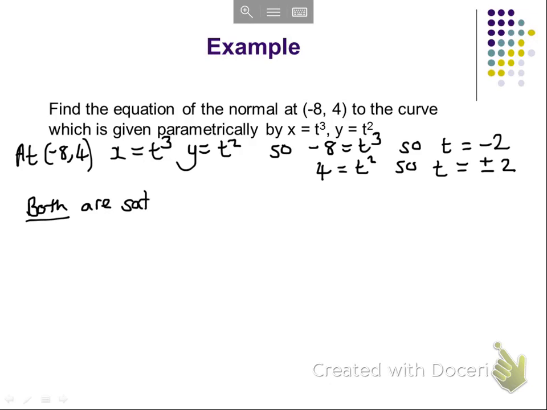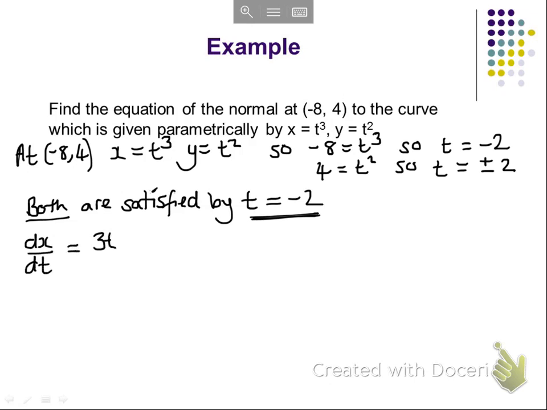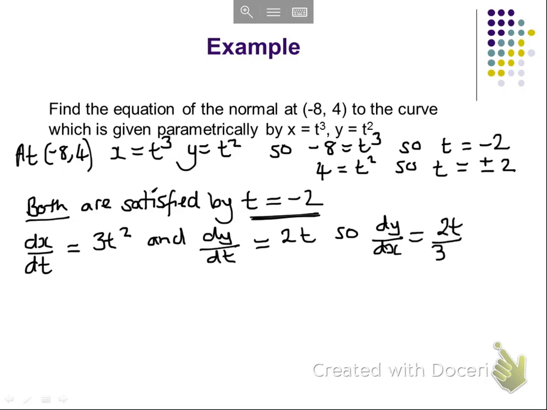Then both our parametric equations are satisfied by t equals minus 2. So this is the value that we're going to use. Now differentiating with respect to t, we'll get dx by dt equals 3t squared and dy by dt will equal 2t. Therefore, dy by dx will equal 2t over 3t squared, which simplifies down to 2 over 3t.